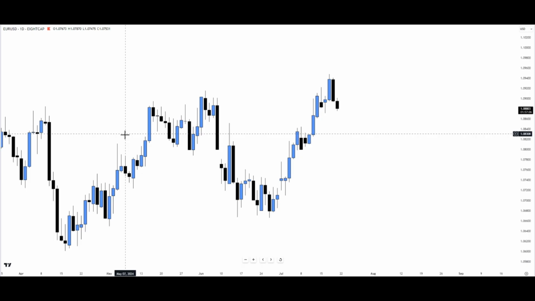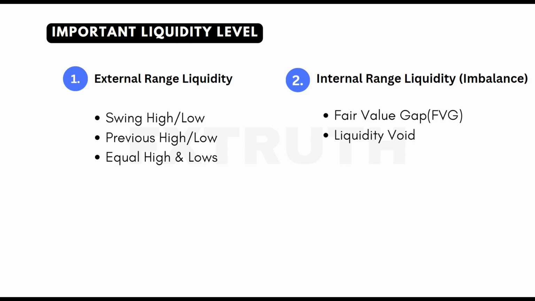Hey guys, welcome. In this video, we'll be discussing important levels of liquidity and how you can identify and trade them on your chart. Here on this PDF, I have summarized every important liquidity level I believe you should be focused on, and I have classified them into the following.